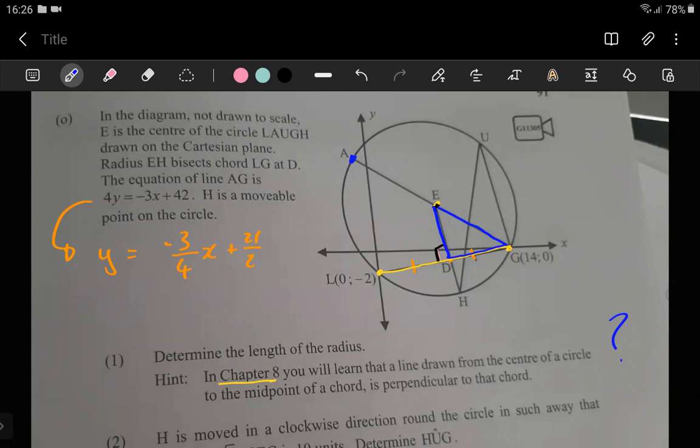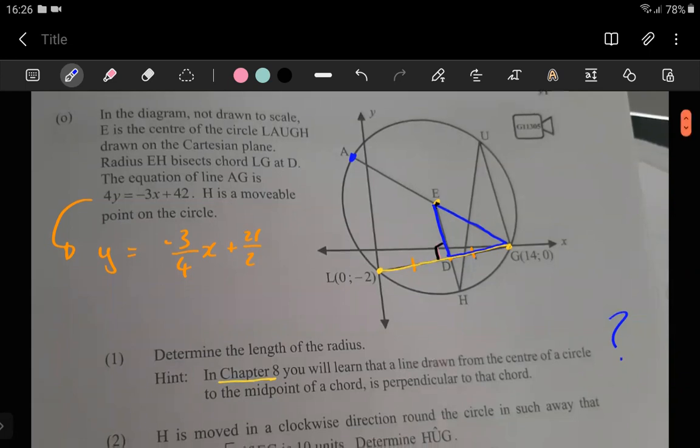In the diagram not drawn to scale, E is the center of the circle drawn on the Cartesian plane. Radius EH bisects the chord LH at D. The equation of the line AG, and H is movable on the circle. Determine the length of the radius. In chapter 8, blah, blah, blah. Yeah, I think there's something missing in this question.